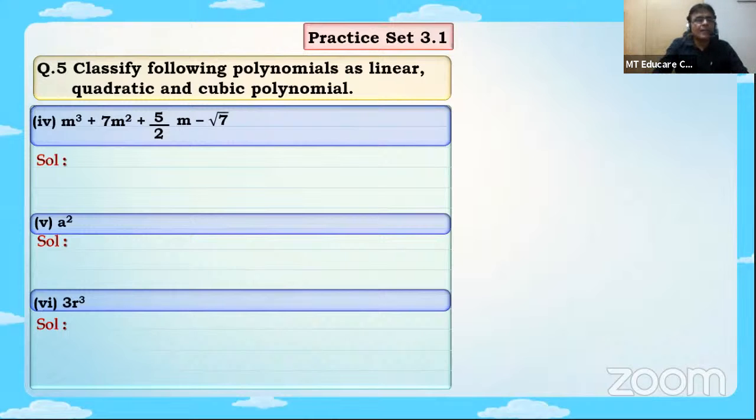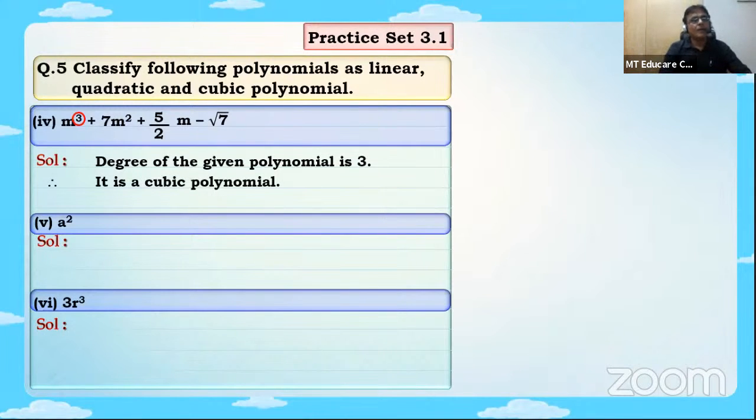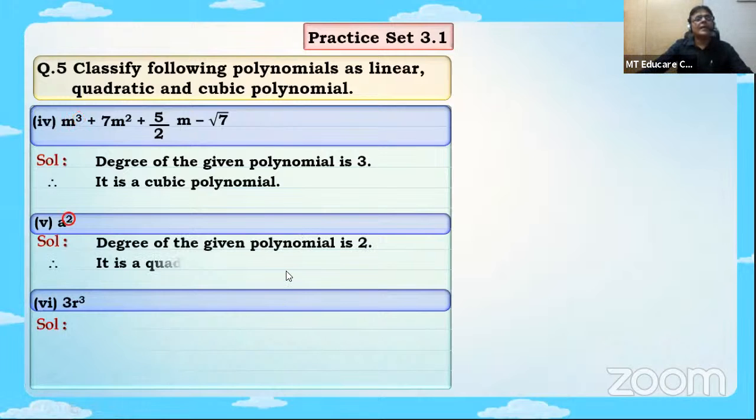Very good, the degree of the first is 3, so what will we call a degree 3 polynomial? Cubic polynomial. Absolutely correct. 1 mark in pocket. Everybody got 1 mark. Look at a square. Square means the degree is 2. It is called degree 2. It is called a quadratic polynomial.